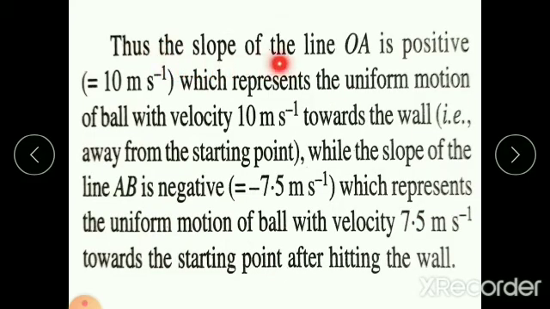Thus the slope of the line OA is positive, 10 meter per second, which represents the uniform motion of a ball with a velocity of 10 meter per second away from the starting point. If the slope is positive, the body is moving away from the starting point, while the slope of the line AB is negative, minus 7.5 meter per second, which represents the uniform motion of a ball with a velocity of 7.5 meter per second towards the starting point after hitting the wall. It is coming towards the starting point, that is why the slope is negative.